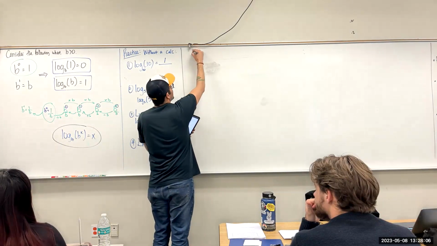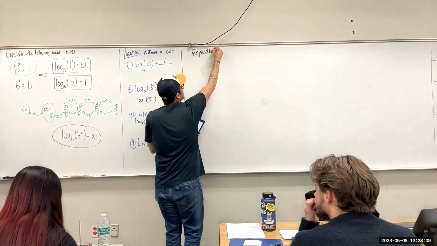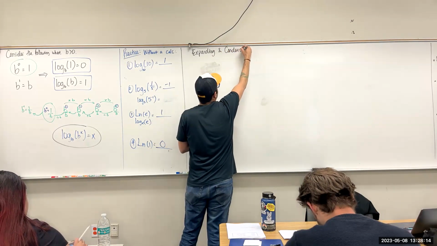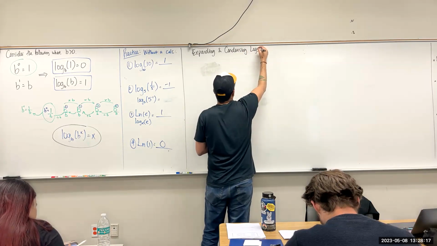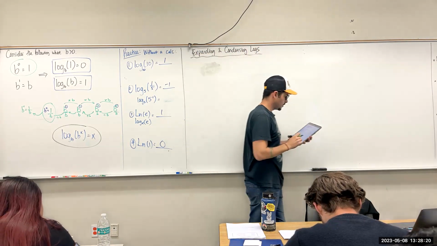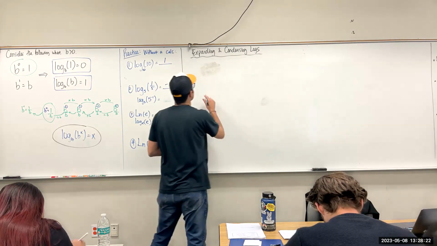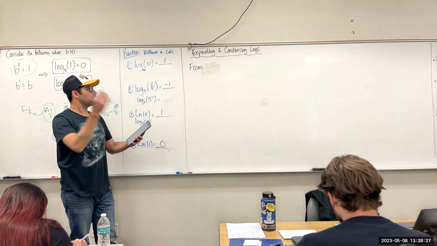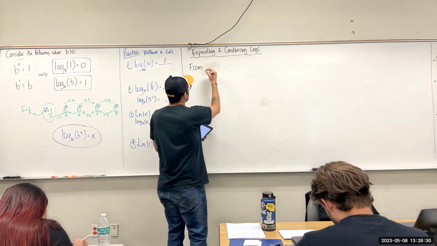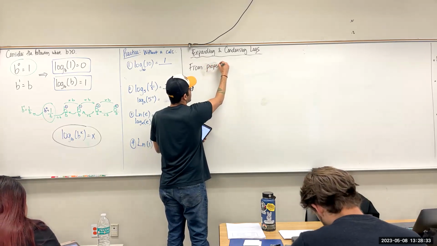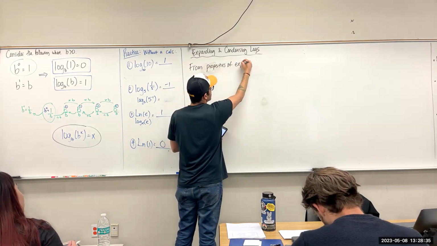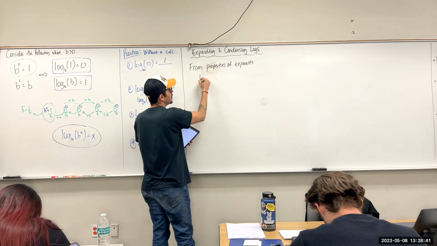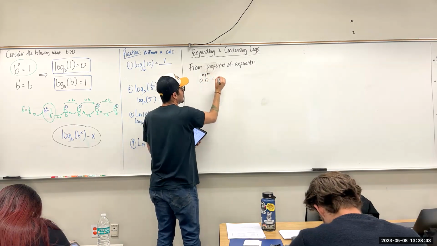These are called expanding and condensing logs, with these three properties we're gonna use. And so from the exponential properties that I covered with you guys last week, from properties of exponents, I believe we looked at these two properties, right? We looked at that one.